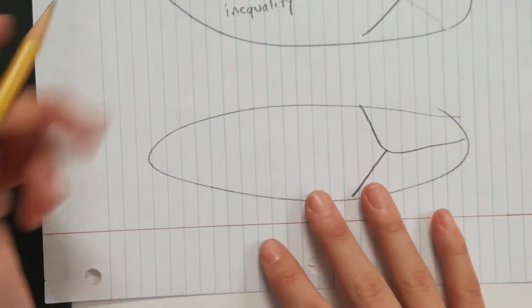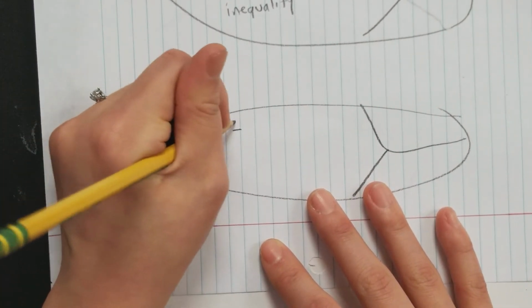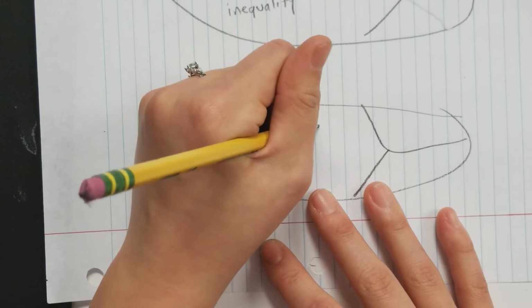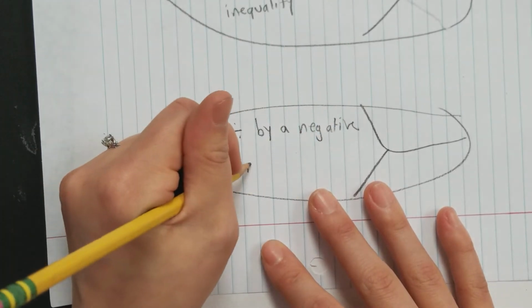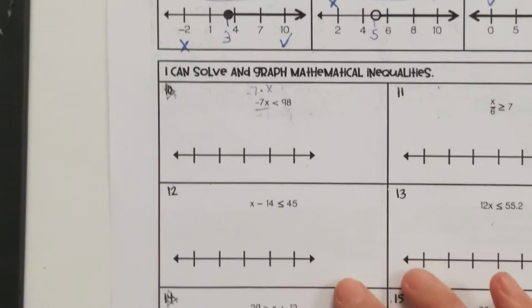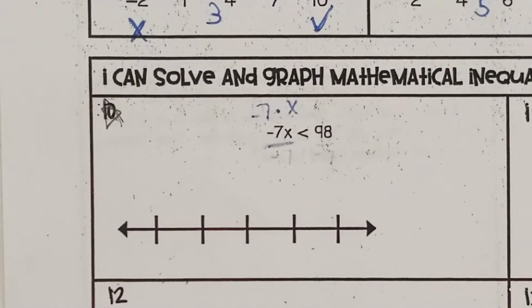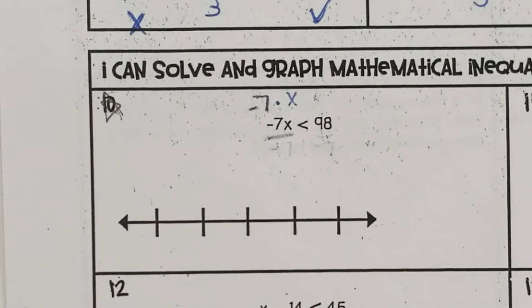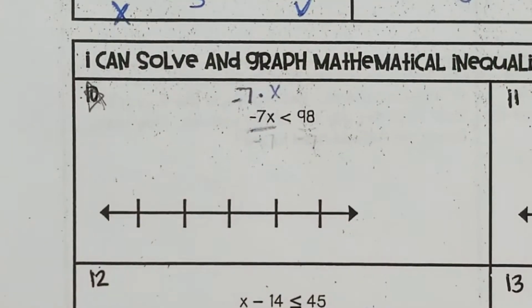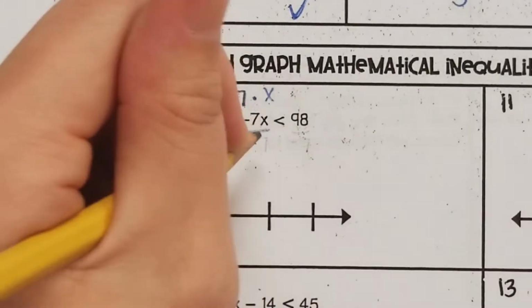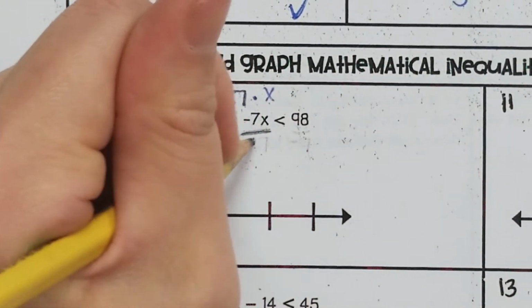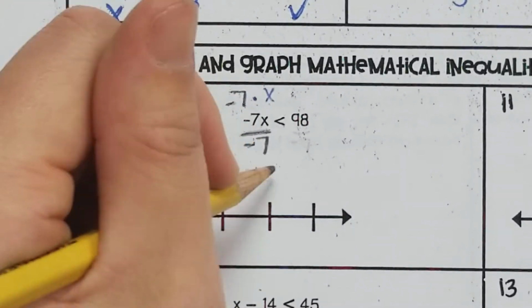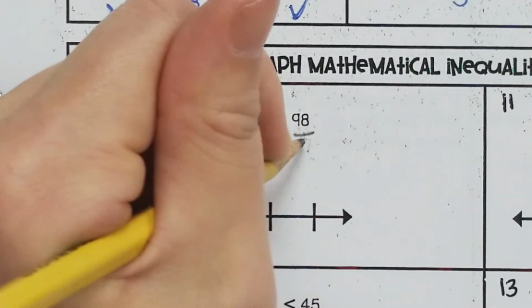The other time we flip the inequality is when we multiply or divide by a negative number. And I'm about to show you an example with number 10. As you can see, it says negative 7x is less than 98. So you know negative 7x is the same thing as saying negative 7 times x. And so we need to do the opposite with this to always get our variable by itself. In this case, I'm going to divide both sides by negative 7 because the opposite of multiplying in this case is dividing. What I do on one side, I have to do on the other.